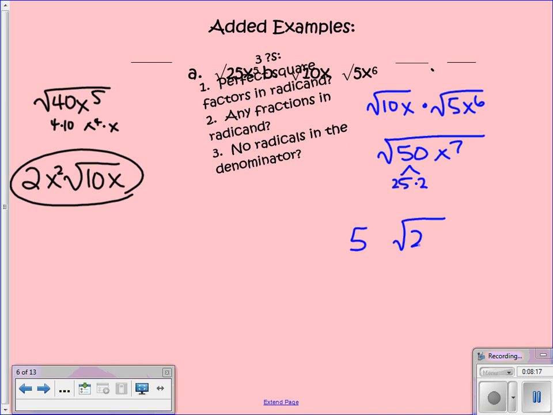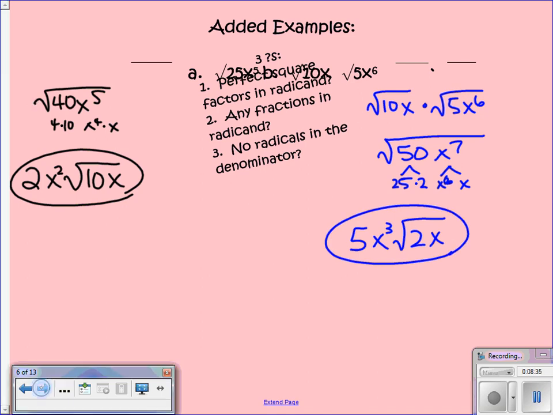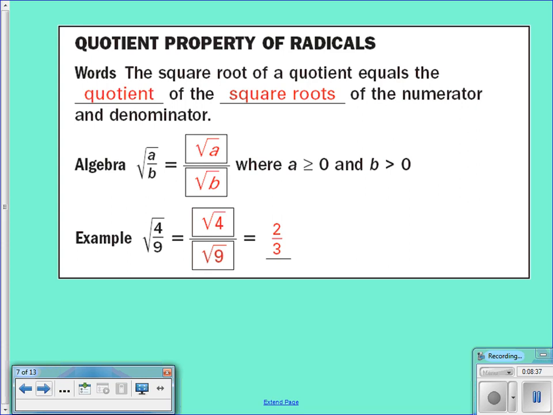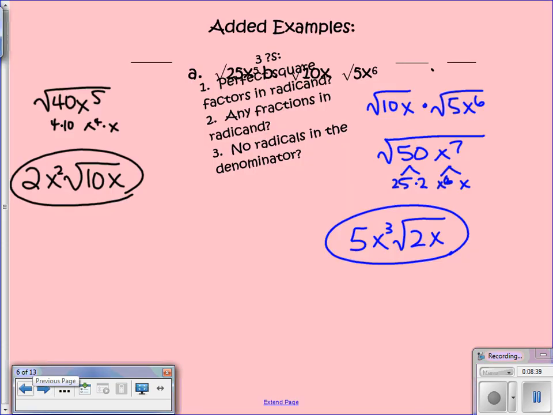And then the square root of 2 is going to be on the inside. Now my x to the 7th, I can think of that again as x to the 6th with an x. And remember, the square root of x to the 6th is actually x to the 3rd with one x left on the inside. And that would be my simplified answer there. So that's how you deal with law number 1. Law number 1 is simplifying so there's no perfect square inside the radical.